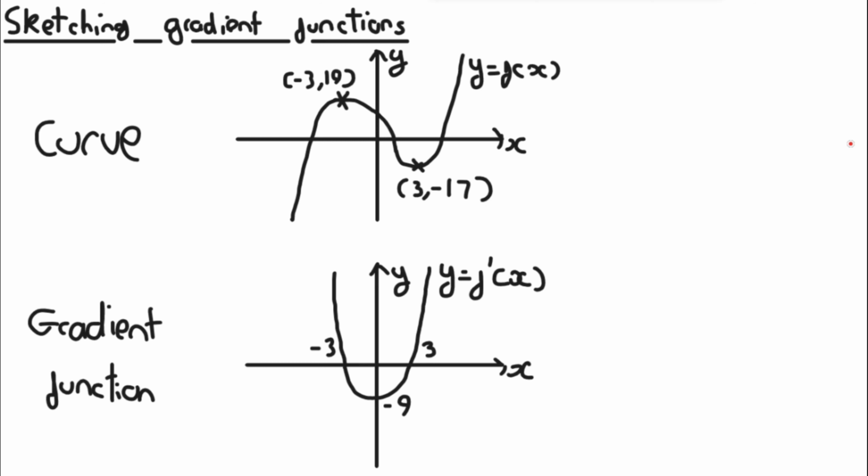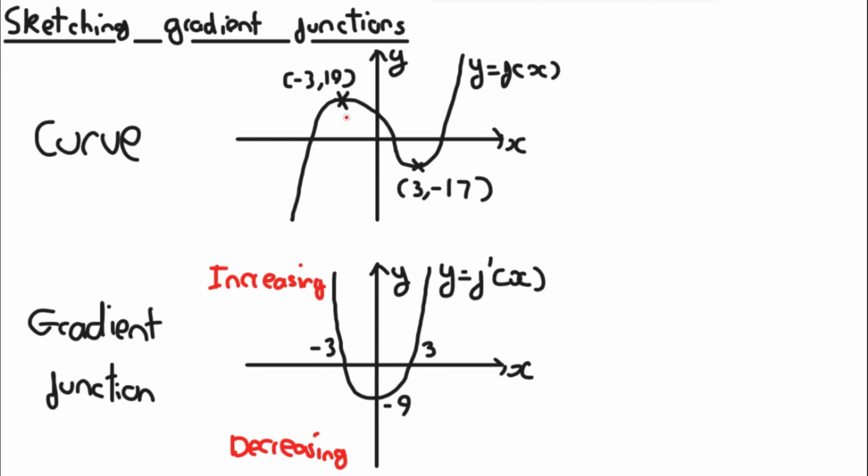Now, a sketch of the gradient function can be used to see things about a graph easier. So here's the previous question where we've got the curve y equals f(x), and then we've got the gradient function that we sketched, y equals f'(x). So firstly, you can use it to identify when a graph is increasing or decreasing. Remember that a graph is increasing if it's got a positive gradient, and decreasing if it's got a negative gradient. So remember that this actually represents how the gradient changes. If it's above the x-axis, it's got a positive gradient, and therefore it's increasing. And if it's below the x-axis, it's got a negative gradient, so therefore it's decreasing.